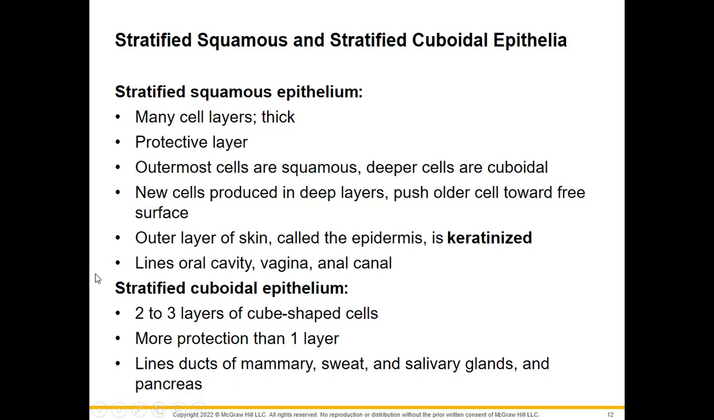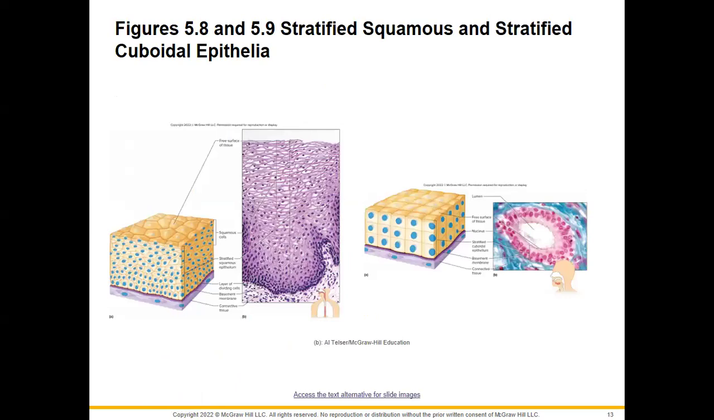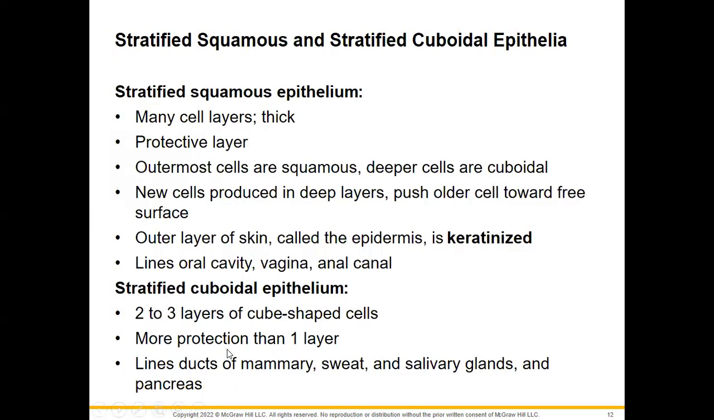Now, you also have stratified cuboidal. So stratified cuboidal means that you have 2 to 3 layers of cube-shaped cells. Of course, because you have more than one layer, you're going to get more protection than if you were to just have one layer. These are going to be cells that line the ducts of your mammary glands. So the glands that produce and secrete milk for the young are lined with stratified cuboidal epithelium.